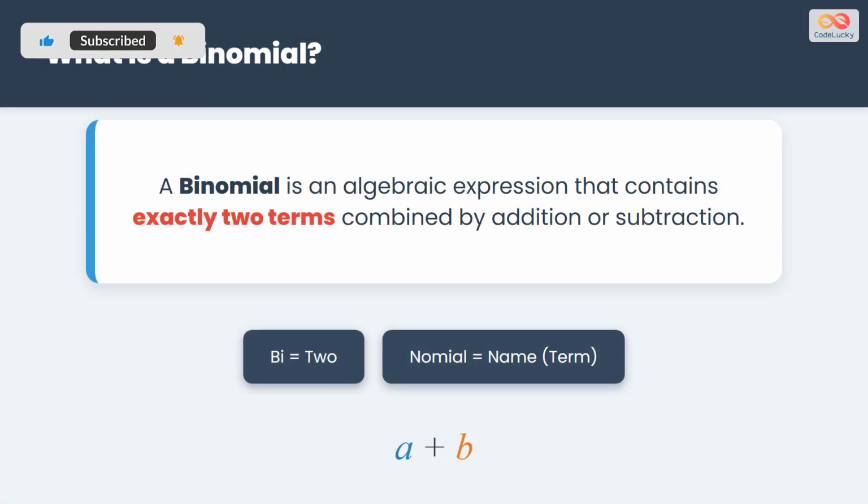So, what exactly is a binomial? The word itself gives us a clue. The prefix bi means two, just like in bicycle or binocular. Therefore, a binomial is an algebraic expression that contains exactly two terms. These terms are separated by an addition or subtraction operator.